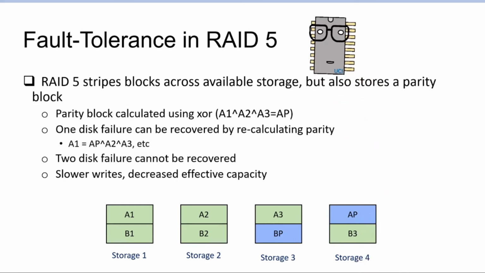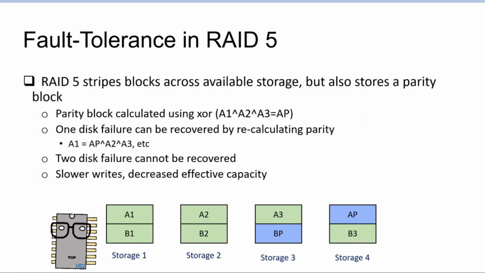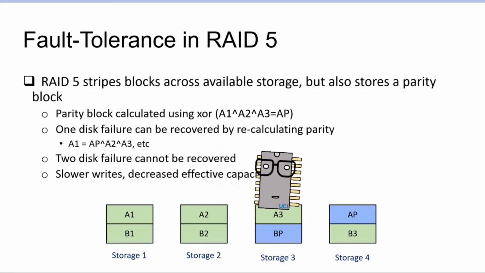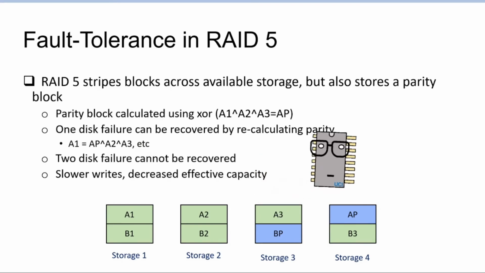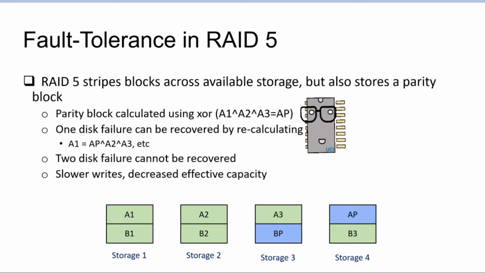The other popular RAID configuration is RAID 5. RAID 5, much like RAID 0, stripes blocks across available storage, but it also stores what is called a parity block. So here's an example. If you have a file consisting of 3 blocks, A1, A2, A3, and you have a RAID 5 configuration with 4 storage devices, you store A1, A2, A3 in different storage, storage 1, 2, 3, and you create a parity block, AP, for storage number 4. And AP is calculated by simply XORing A1, A2, and A3 values.